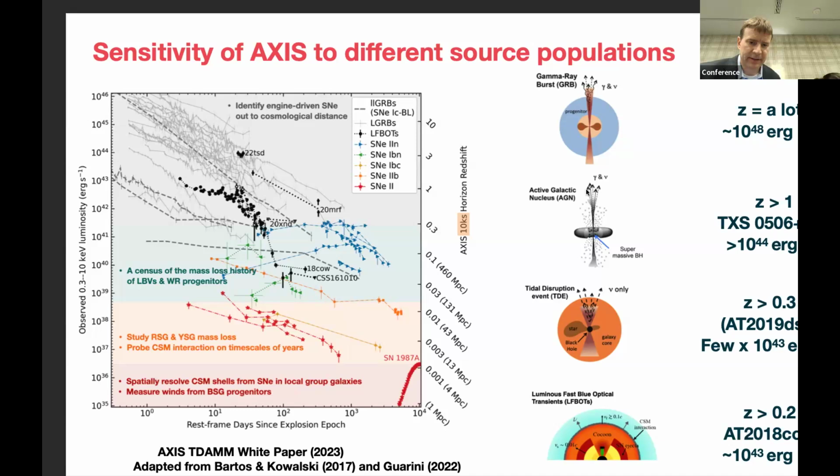Obviously, depending on the source class, our horizon is different, but you can really make very strong statements if you just do this a handful of times. If you have a small number of follow-up campaigns that you do, you can really start to make very strong statements about how much neutrinos could be coming from each of these populations.